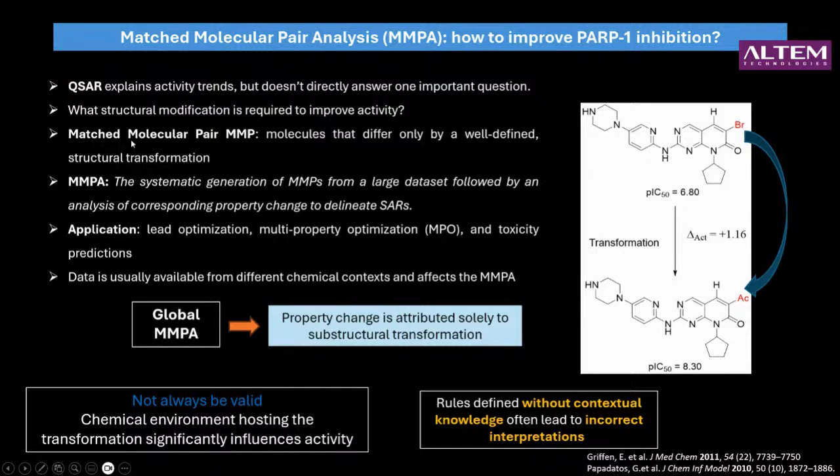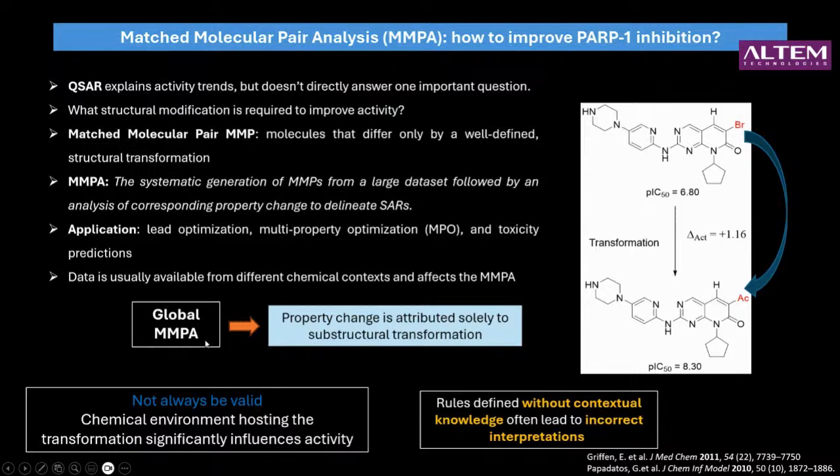Therefore, we have identified matched molecular pairs, which are well defined pairs of compounds which differ only by a small change in the structure, as you can see in this example. Using these matched molecular pairs, the analysis is performed for systematic generation of trends and changes in property identification. Once we do that, the analysis is known as matched molecular pair analysis. It has been widely used in the pharma industry for lead optimization and multi-parameter optimization and even toxicity predictions.